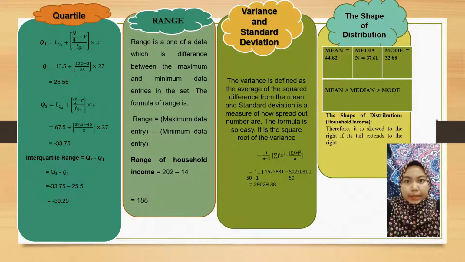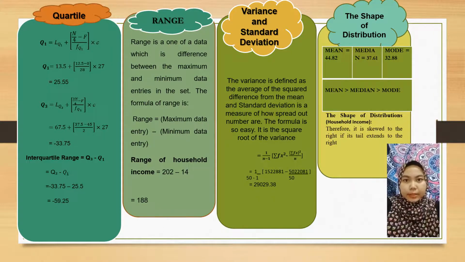Next, for variance and standard deviation, the variance is defined as the average of the squared differences from the mean, and standard deviation is a measure of how spread out numbers are. The formula is easy, it is the square root of the variance. We get the answer 29029.38. Lastly, the shape of distribution. The shape of distribution for household income is skewed to the right.